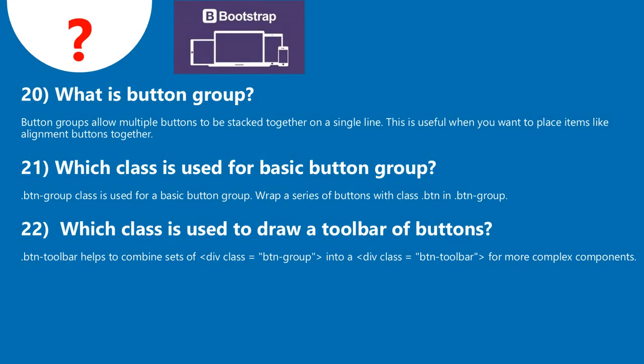20. What is button group? Button groups allow multiple buttons to be stacked together on a single line. This is useful when you want to place items like alignment buttons together. 21. Which class is used for basic button group? .btn-group class is used for a basic button group. Wrap a series of buttons with class .btn in .btn-group.